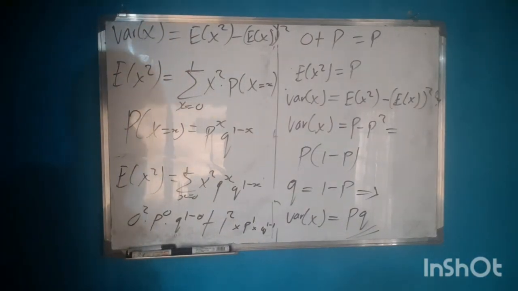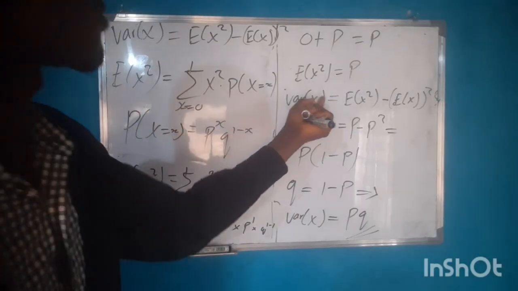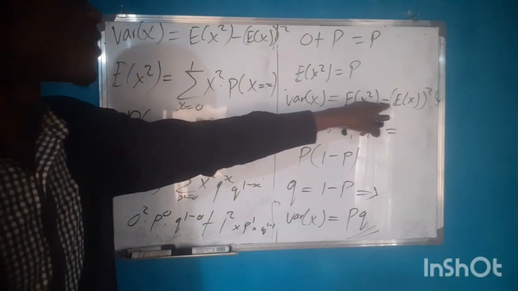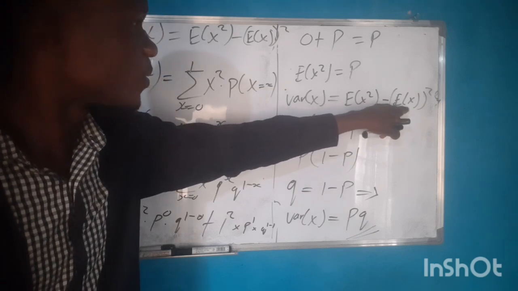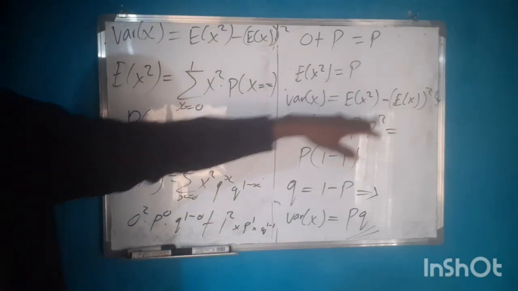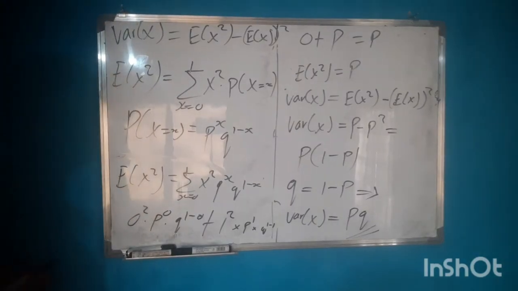So if you are finding it difficult to see how the variance of x is equal to the expected value of x squared minus the expected value of x all squared, you can drop it in the comment section so that I can help you out.